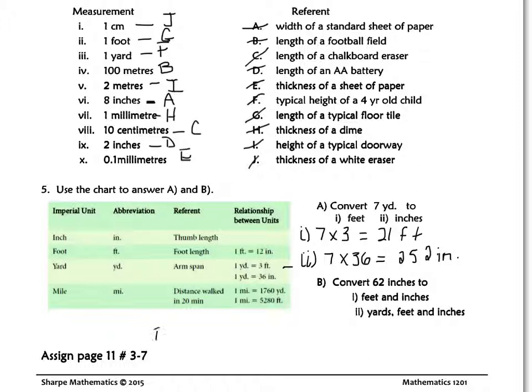And the next one converts 62 inches to feet and inches. I'm just going to move over here where I have a bit of room. So if I have 62 inches, then every 12 inches is a foot. If I divide 62 by 12, I get 5 and a bit. I get 5 full feet, and 5 times 12 is 60, so there's a remainder of 2 inches left over.